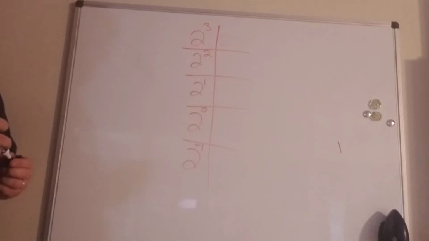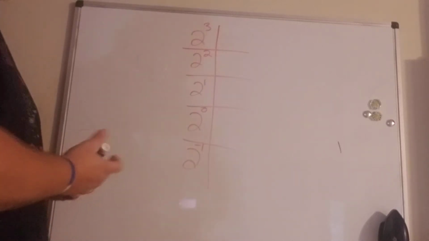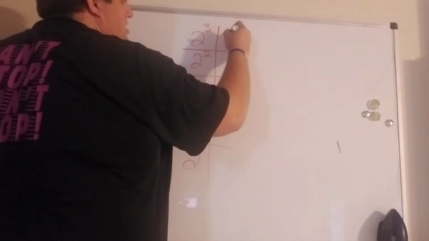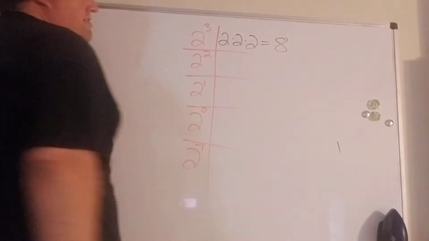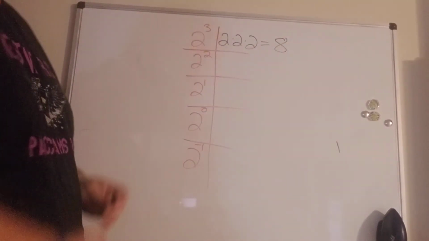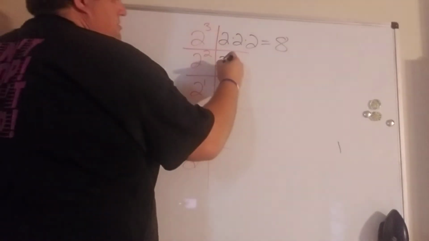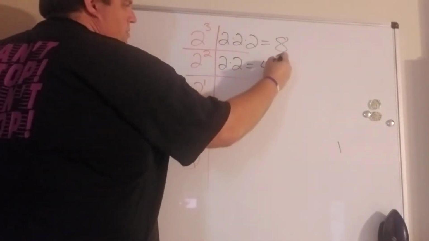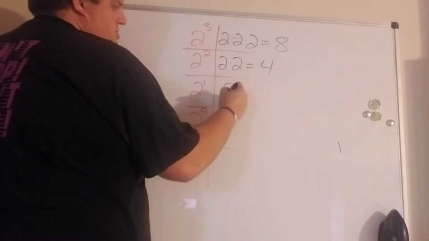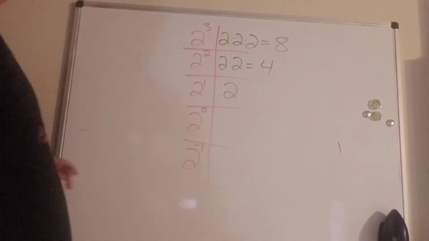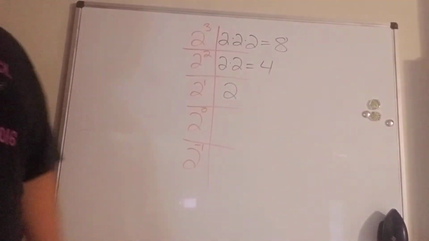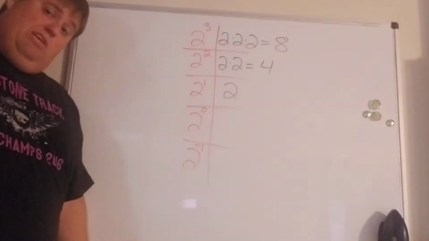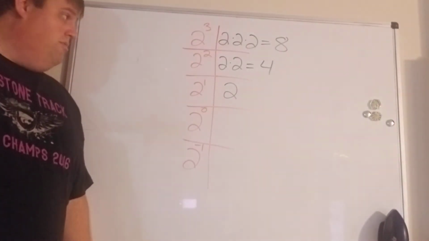All right, so let's say we had 2 to the third. We know that's just 2 times 2 times 2, which is 8. Correct? And 2 squared is 2 times 2, which is 4. And 2 to the first is just 2. So then what do we think 2 to the 0 power is going to be? Well, I bet you would guess 0, and you would be wrong.